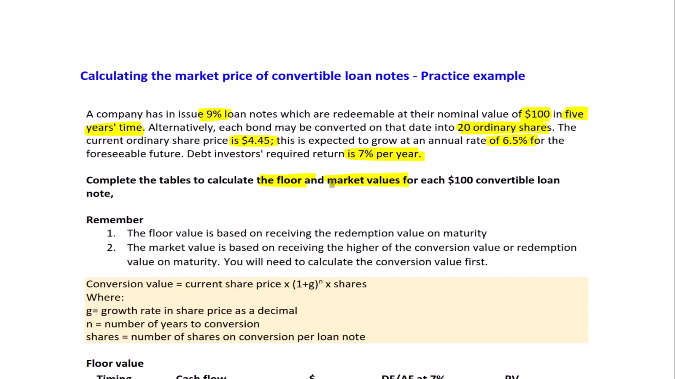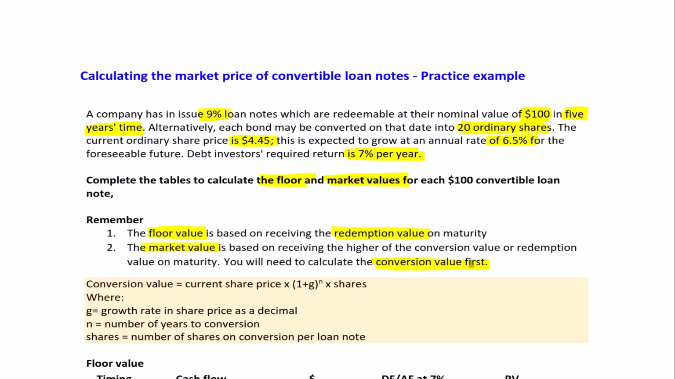Now the floor value and the market value might be the same. It depends on whether the convertible loan note holders would convert or not. So the floor value is always based on the redemption value. Here, that would be the $100. But the market value will depend on whether you're going to receive the higher of the conversion value, which would be based on converting them, or the redemption value, whichever one is highest. You need to calculate the conversion value first.